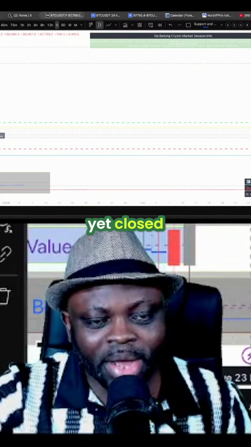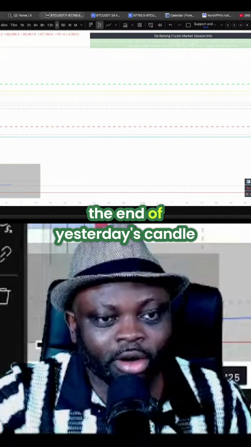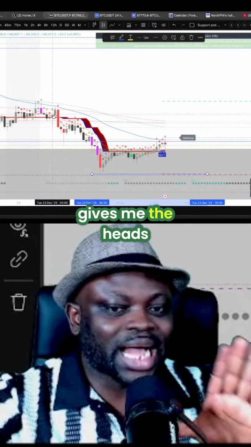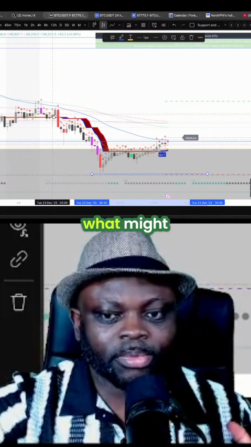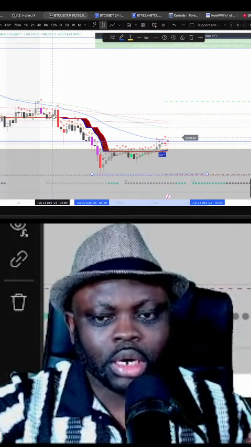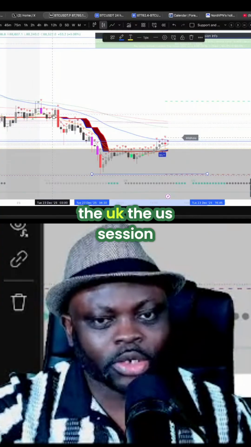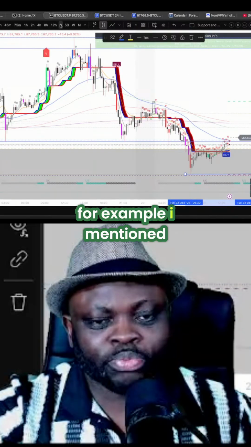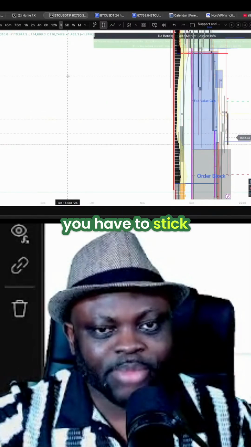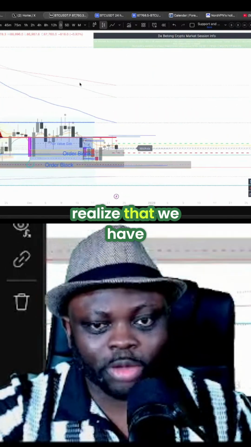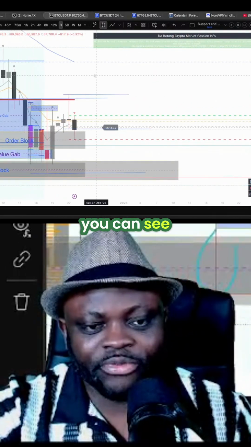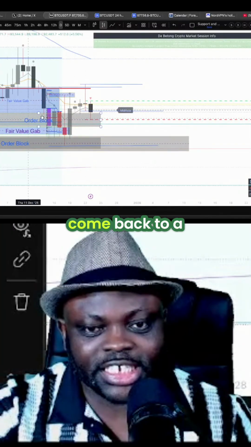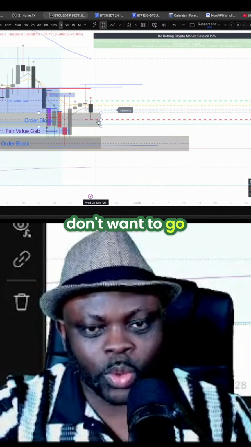The candle is not yet closed, and it's getting towards the end of yesterday's candle. So this now gives me the heads up to anticipate what might happen with the price of Bitcoin during the US session. Now you have to look at what price has been doing, like I mentioned on the daily time frame. Each time price comes to these areas, price has been rejecting, which means price has come back to a key area that price doesn't want to go or close below.